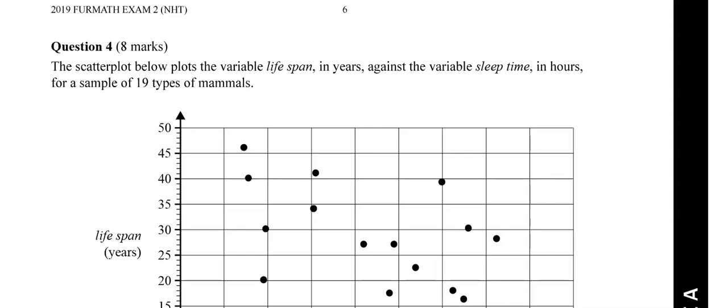So question 4, we have the scatter plot below plots the variable lifespan in years against the variable sleep time in hours for a sample of 19 mammals. And so here's our scatter plot.